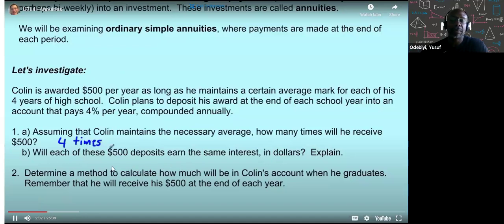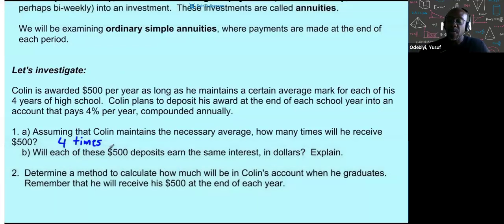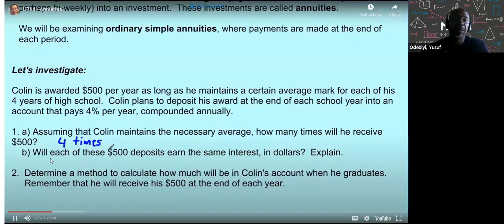Now, if we think about it, at the end of his first year of high school, I guess we'll just call that grade 9, he's going to get $500 and put it into an account right away. At the end of grade 10, he's going to earn $500. At the end of grade 11, he's going to earn $500, and at the end of grade 12, he's going to earn $500. Will each of those $500 deposits earn the same amount of interest? Well, I would assume that the $500 that he earns after grade 9 will be sitting in the bank all the way through grade 10.